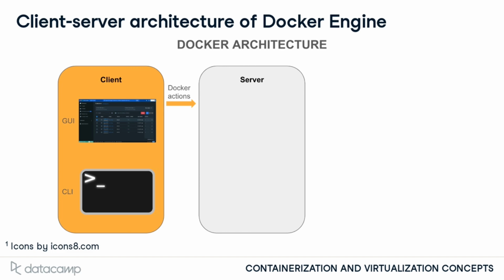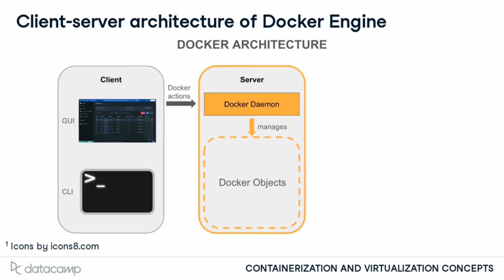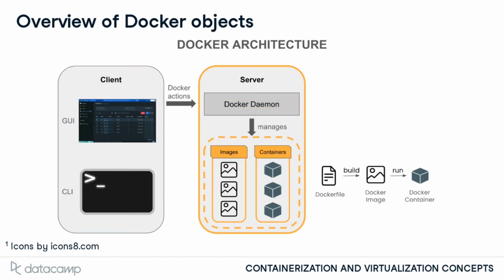Client requests are received by the Docker daemon. The Docker daemon is the core service responsible for building, running, and managing Docker objects. It needs to be running whenever you're using Docker. There are two main Docker objects: images and containers.